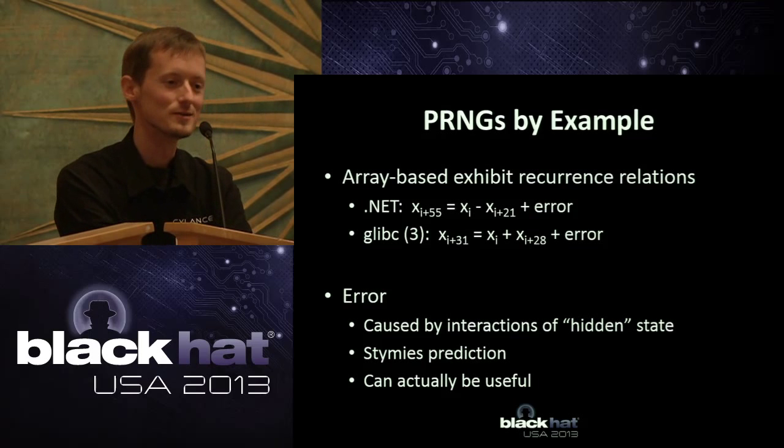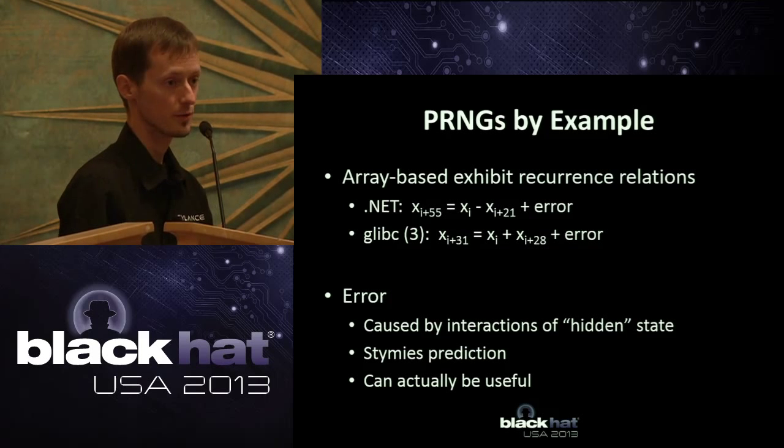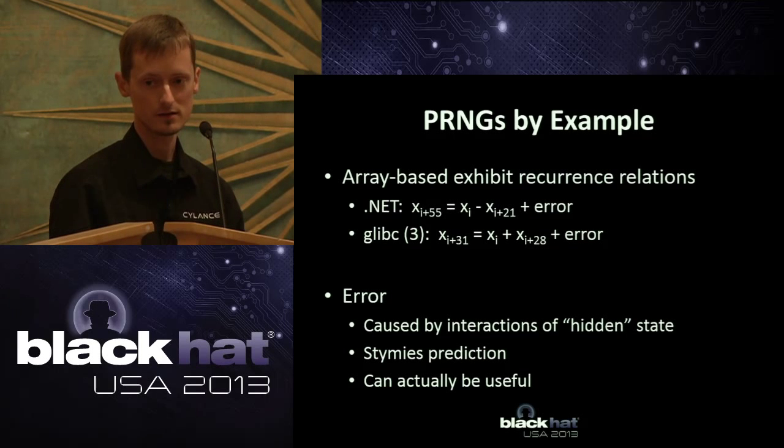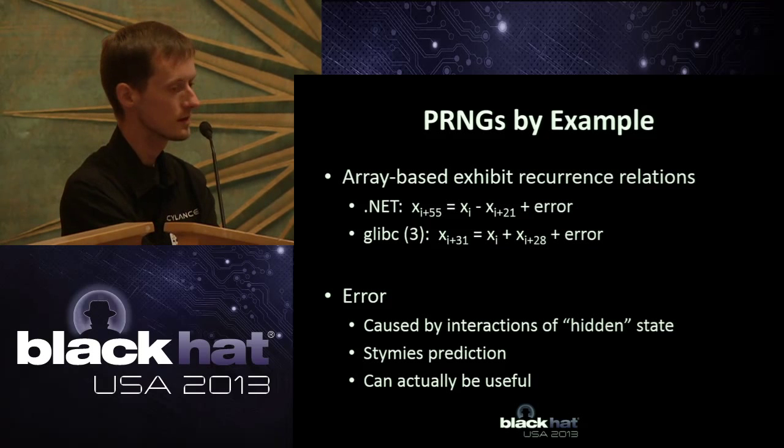Really cool feature of these array-based PRNGs is that they can exhibit these recurrence relations. I mean, you can succinctly mathematically express the PRNG as a recurrence relation, but this manifests when you start getting long strings of consecutive outputs. Like say the .NET case. Say you get like 60 outputs, more than the size of the array.